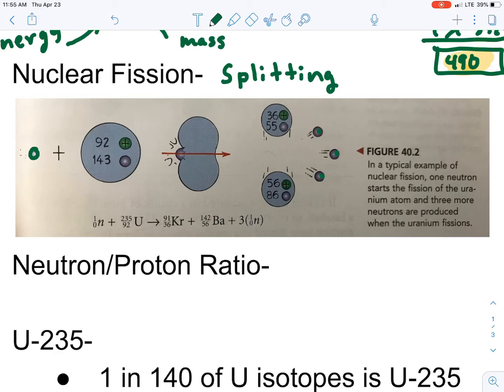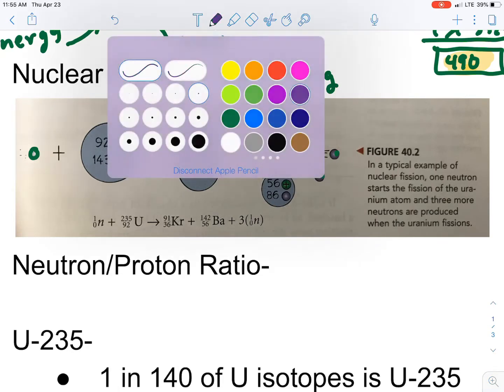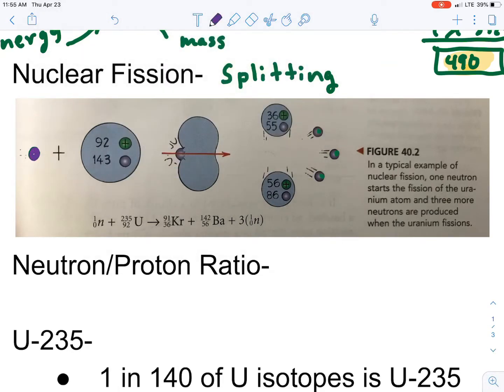Right? It's the splitting of the atom, and it goes through a little reaction, kind of. What happens is, I have that in green. That shouldn't be in green. That should be in purple. Right? Make it look more like what it's supposed to be.